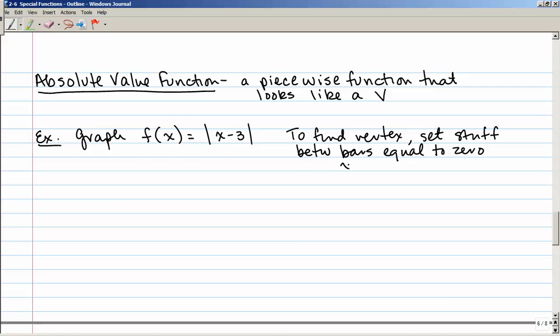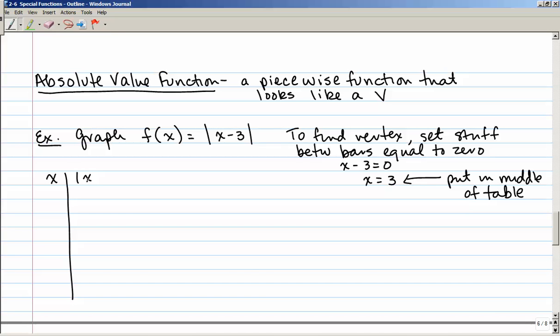Okay, so if I take the stuff between the bars, x minus 3 equals 0, that means x equals 3. This is going to be the center value in my table. So I'm going to put this in the middle of the table. So let's make a table of values here. And in the middle I will have the absolute value of x minus 3. Remember what that means is I take x, subtract 3 from it, and then take the absolute value of that. And that will give me my y, or f of x. Now, x equals 3 is going to be that pointy part at the bottom of my graph, so I want to have 3 in the middle of my table here. And then I'll pick two numbers smaller and two numbers larger.